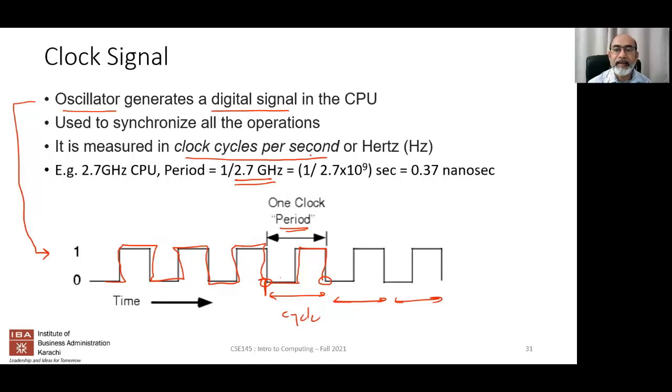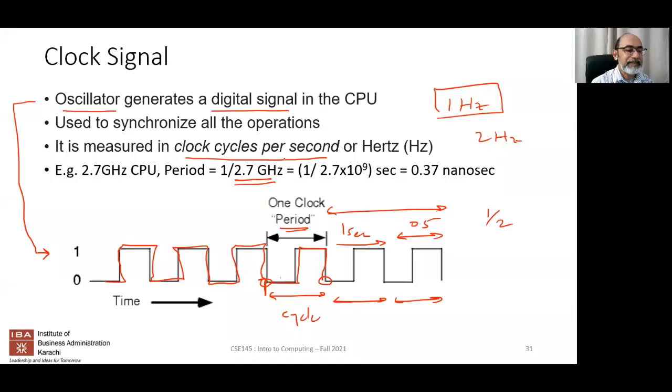Okay, so if it's a 1 hertz computer, which probably doesn't exist anymore, that simply means that this cycle over here takes 1 second. Okay, if it's 2 hertz, then it means that it has 2 cycles per second. So 2 of these cycles take 1 second, okay? Which means that 1 cycle takes 0.5 seconds, or 1/2. So if it's, let's say, a 10 hertz computer, then clearly the period or the cycle will be 1/10 seconds or 0.1 second, okay? So in order to compute the period, you take the inverse of the frequency, okay?